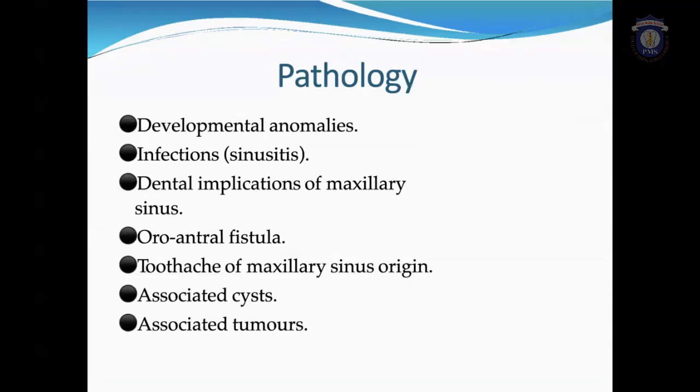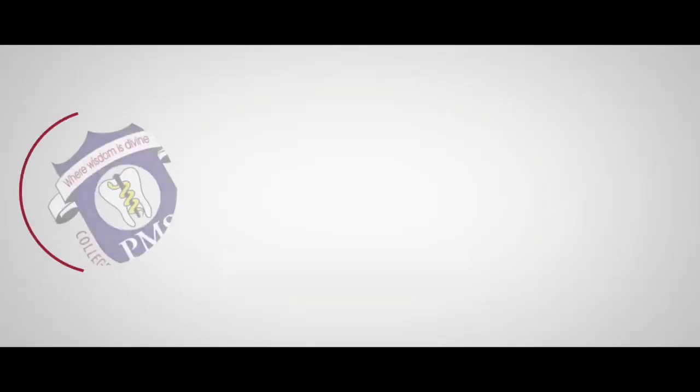Now let's see the associated pathologies in the maxillary sinus. The basic ones are the developmental anomalies and then the infections, usually sinusitis. Sinusitis is mainly of two types: acute maxillary sinusitis and chronic maxillary sinusitis. The pathologies also include dental implications of the maxillary sinus.